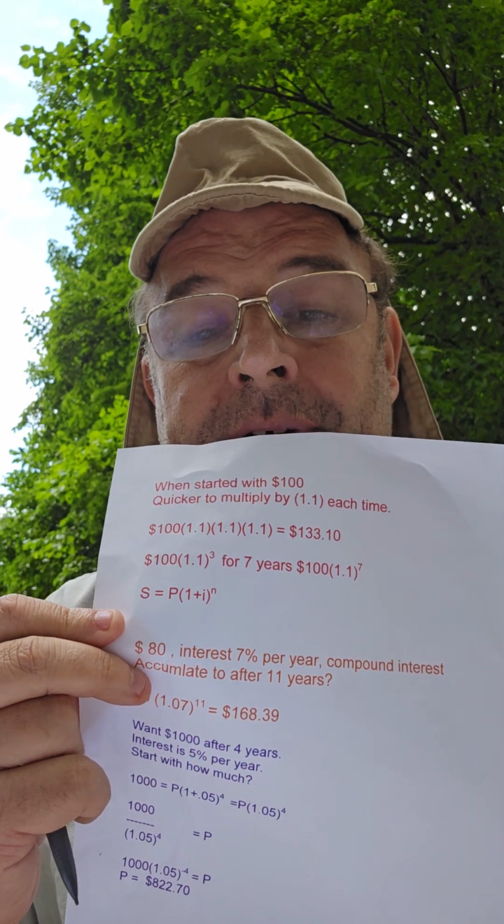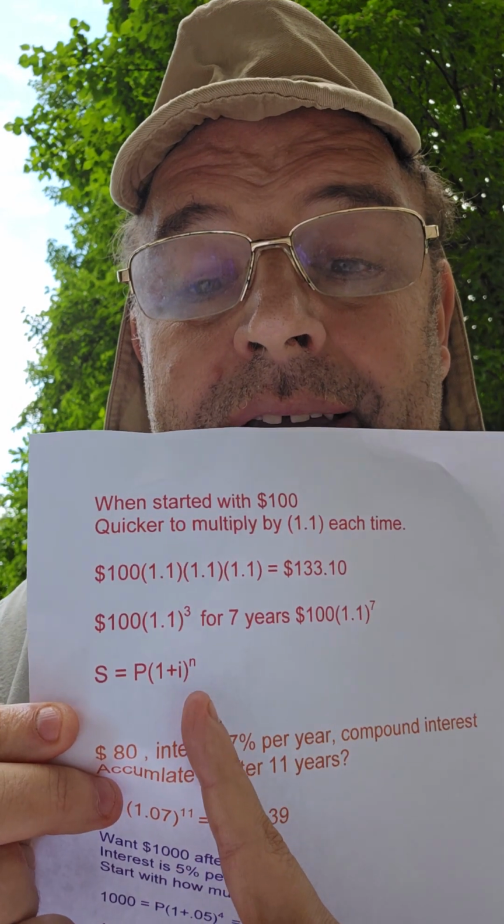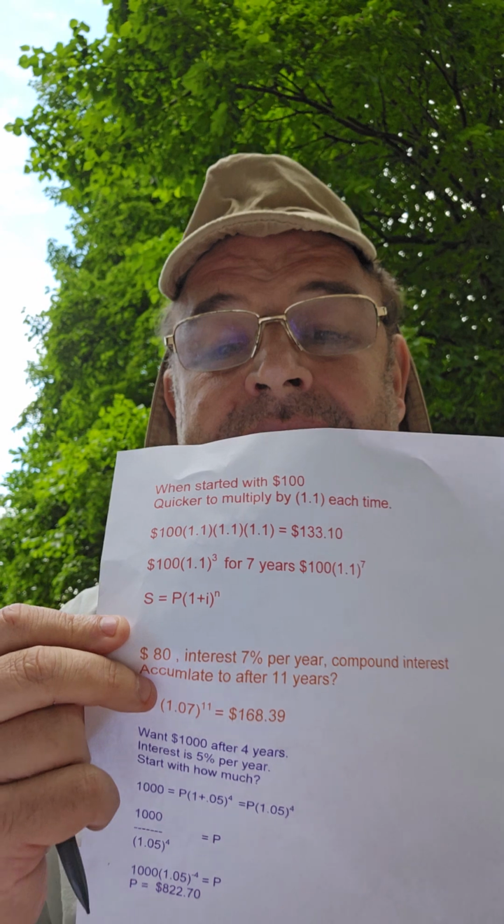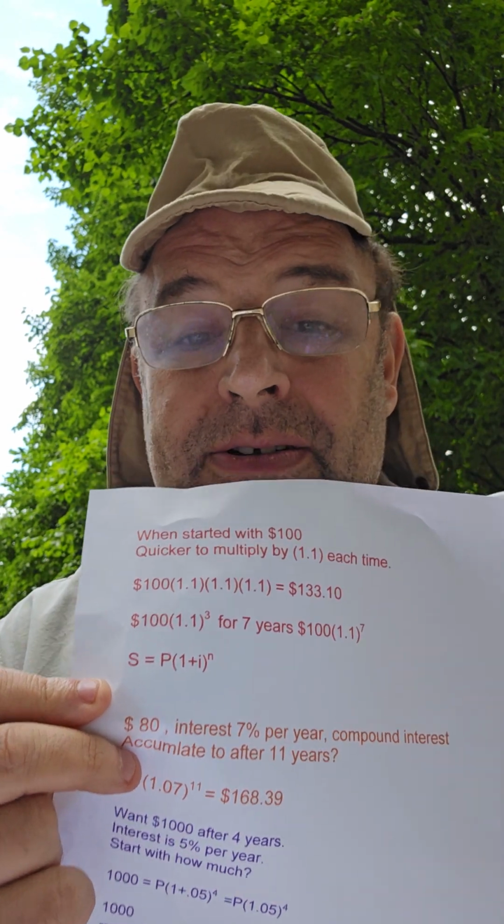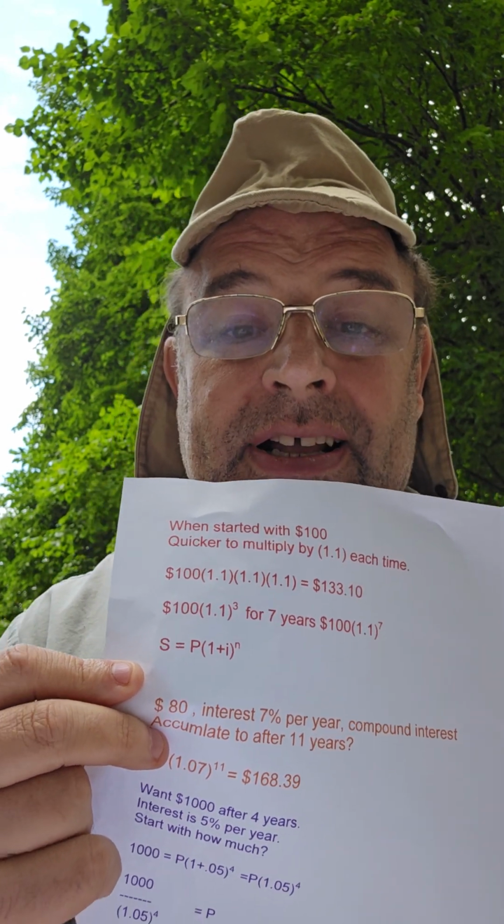And so that brings us to this formula. S equals P times 1 plus I to the N. These letters might vary depending on the course, the textbook, where you're learning, different places. But in general, S is the accumulated amount. P is the principal amount you're putting in. I is the interest. N is the number of years. It can also take on other meanings like compounding periods. But for this lesson, we're talking about number of years.